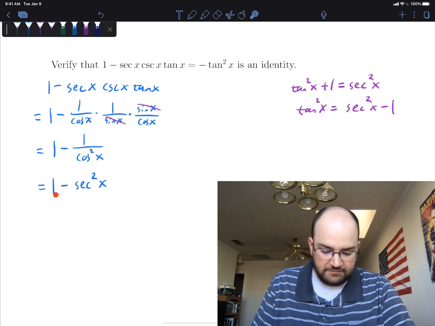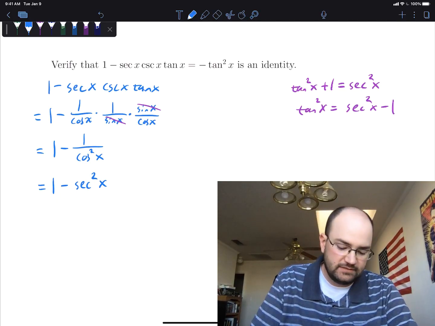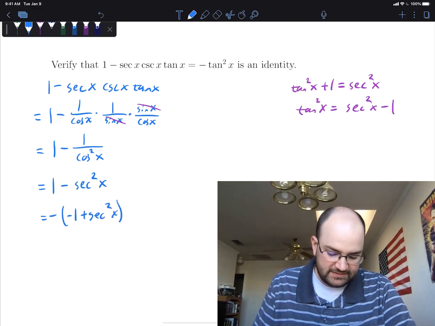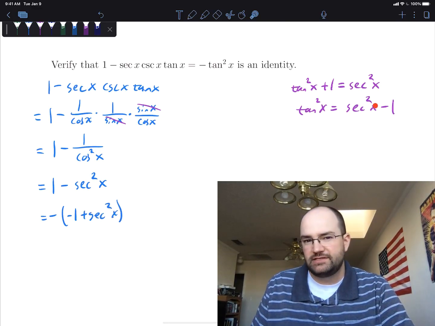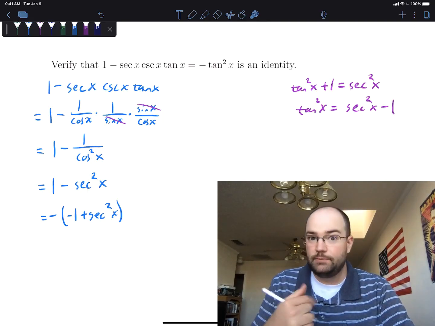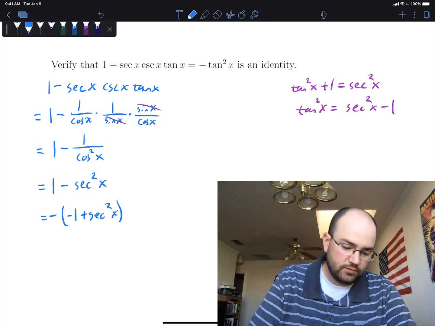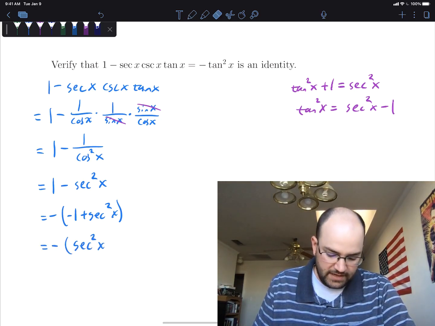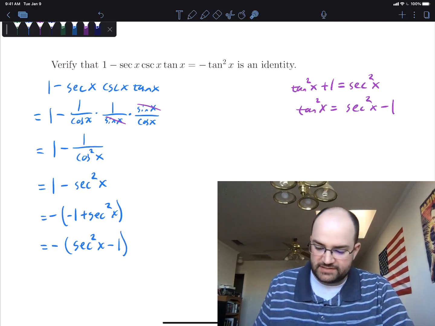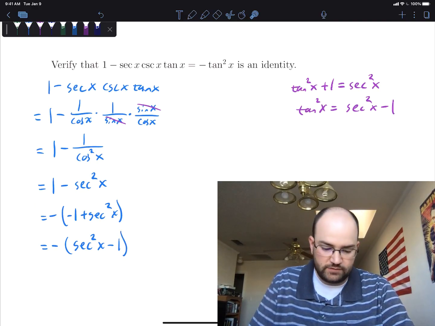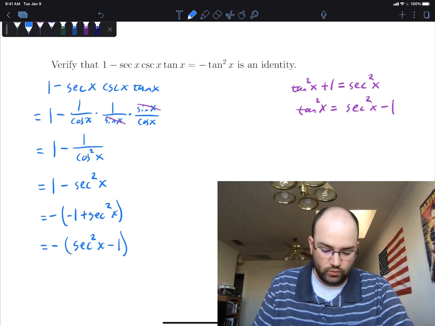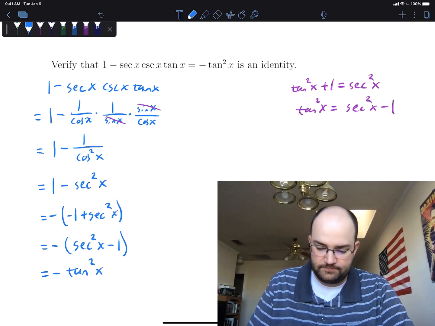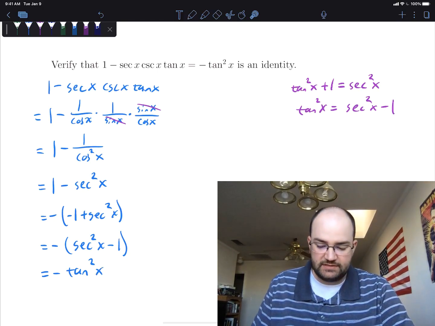So what I can do here is factor out a negative from both of these, and that's going to give me a negative 1 plus secant squared of x, which is the same as this, but a lot of people don't like seeing that, so you can just flip those two around. A plus b is the same thing as b plus a, right? So this would give us negative secant squared of x minus 1. And notice that secant squared of x minus 1 is tangent squared of x. So just replace it, and that's going to give us negative tangent squared of x. So there you go. That is the right-hand side.